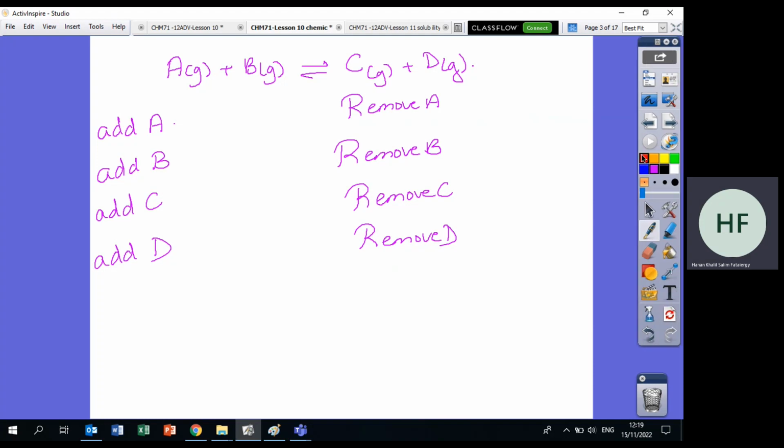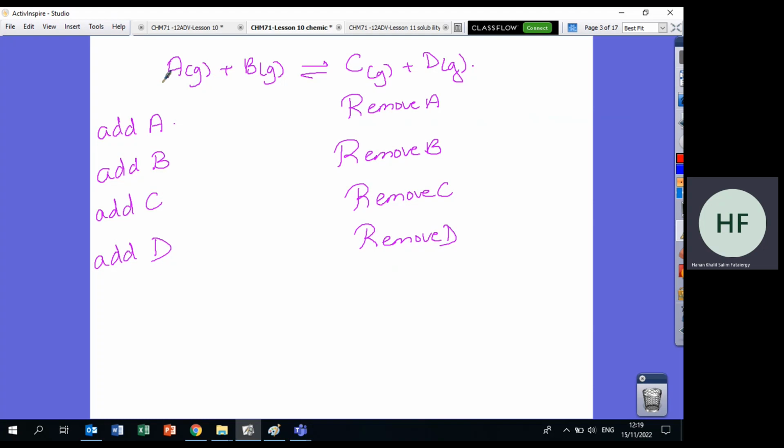Okay, now let's see. I added A. We have extra. This is our house and we have extra. What will we do? We will give to our uncle. So the reaction will move forward. What happens if we add B? B is also our house, so we have extra. We will give to our uncle, forward. Okay, now if we add C, C is here. What happens if we add C? This is our uncle's house. They will give us, so the reaction will go backward.